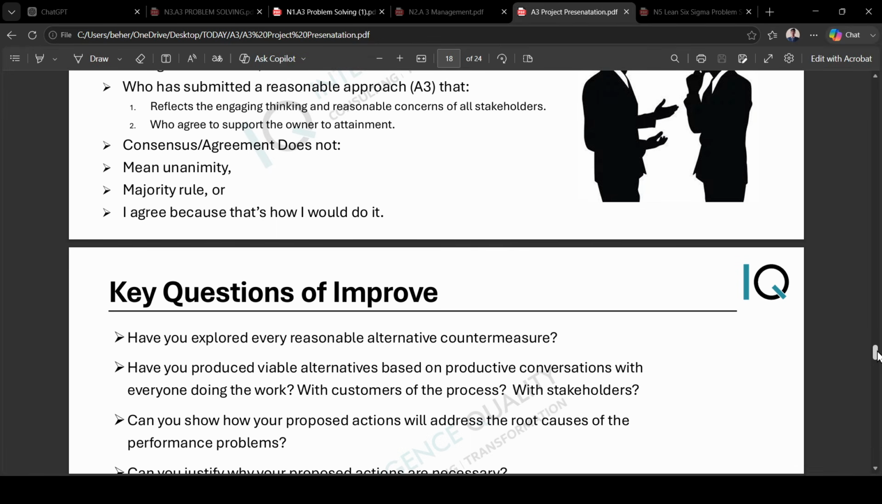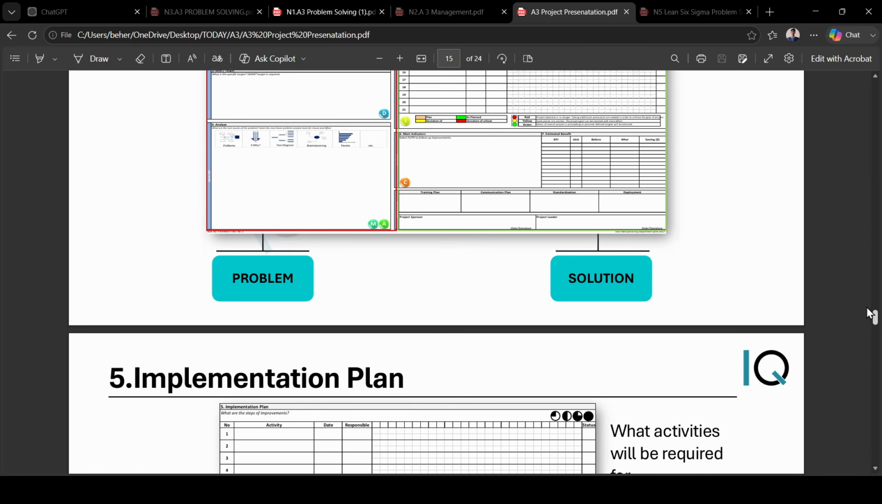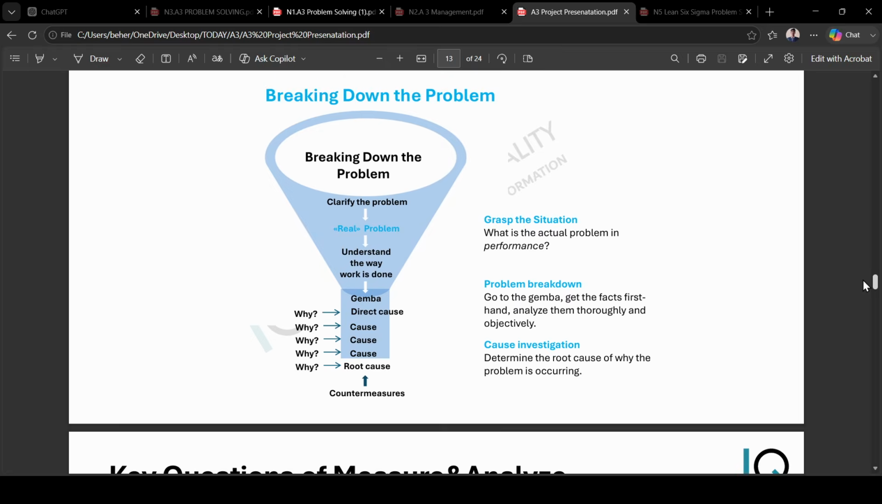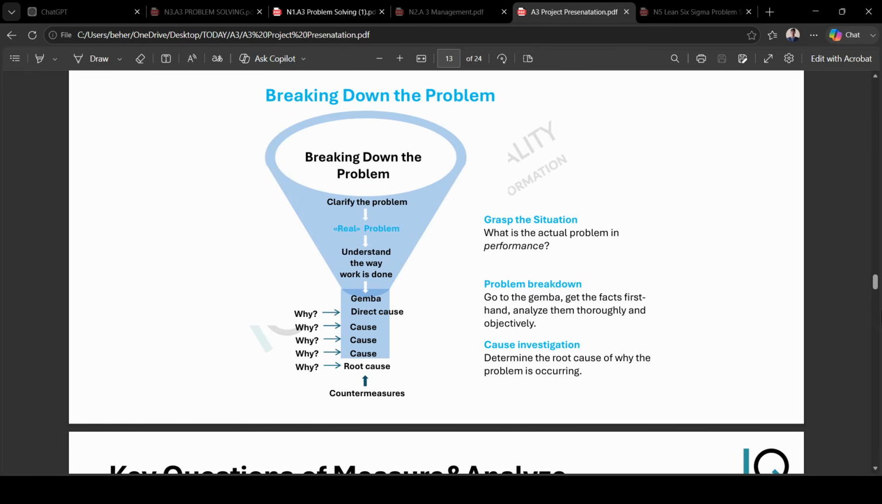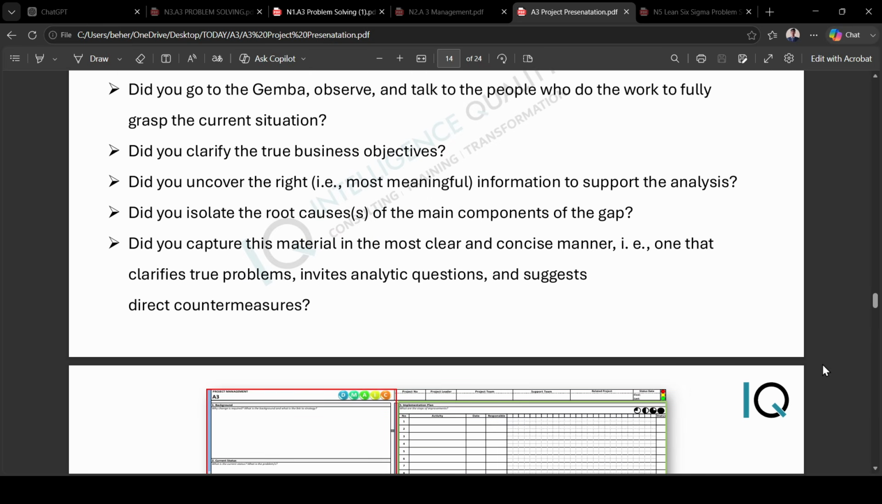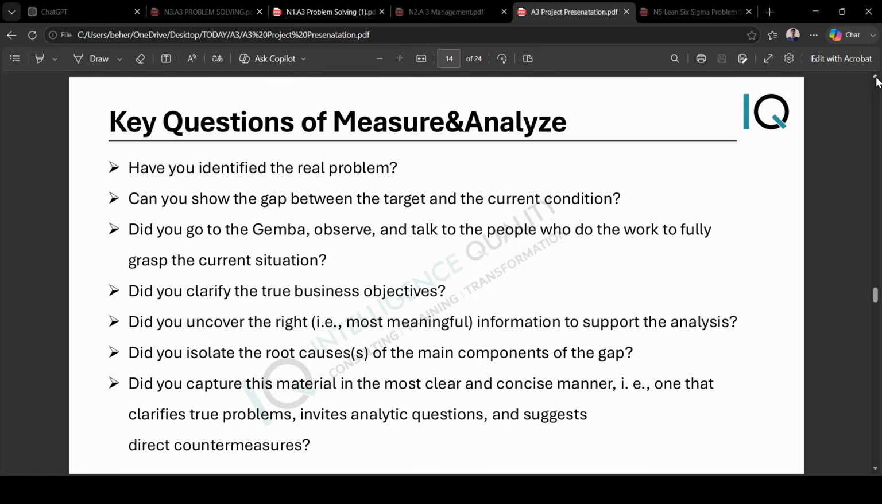Analyze. So analyze. So breaking down the problems. The same as you can break down the problems. Key question, measure and analyze.